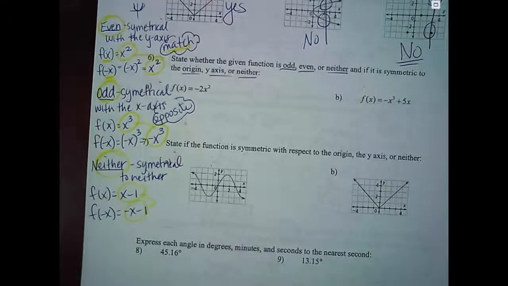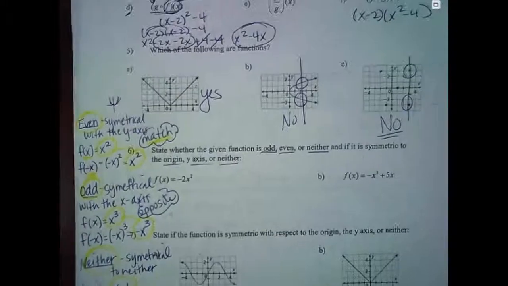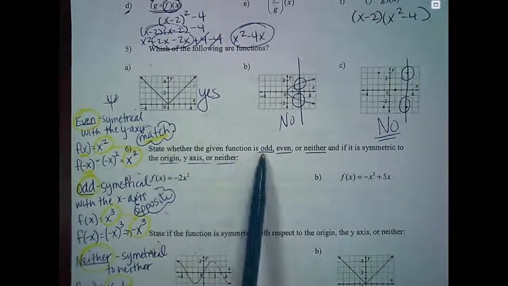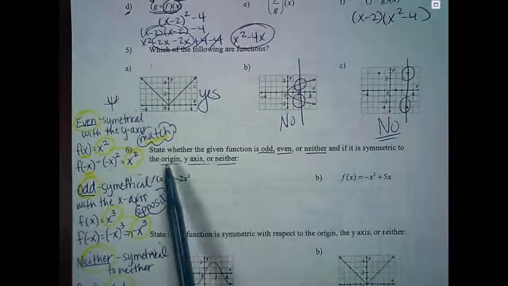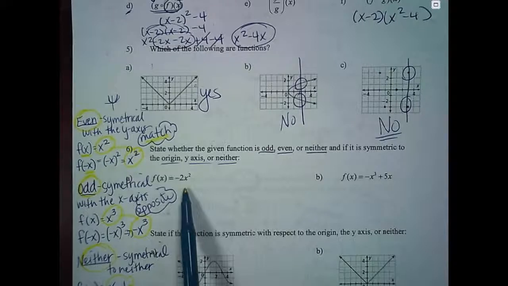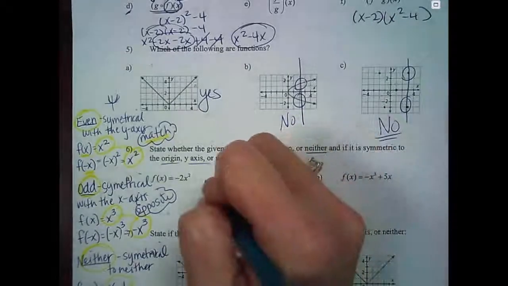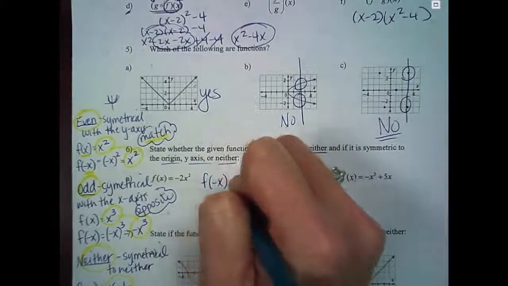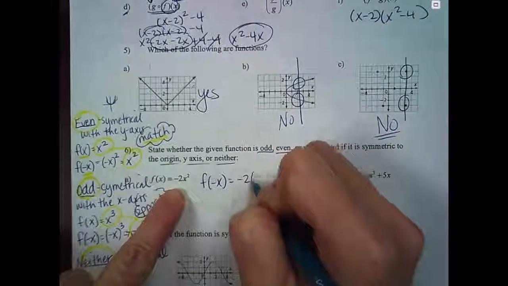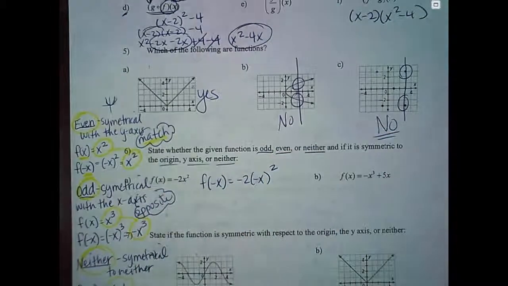Okay? So let's go and check. Ready? Let's look at A. State whether the given is odd, even, or neither, and if it's symmetrical to the origin, y-axis, or neither. So to check, what you plug into the function is a negative what? Negative x. Excellent. So I'm going to take negative x and plug it in. Negative 2 times negative x squared. And then you simplify it and compare.